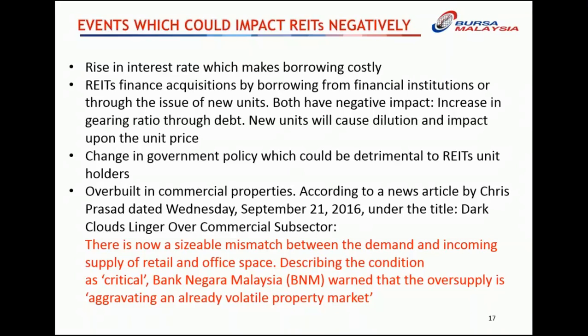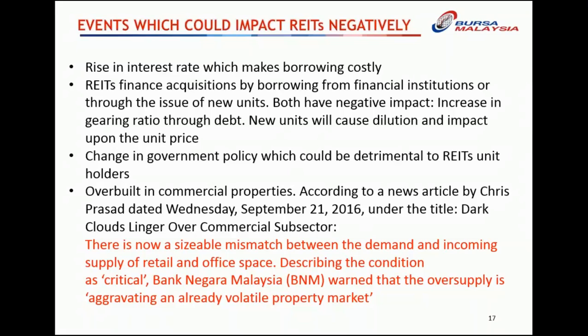Change in government policy, which could be detrimental to REIT unit holders. Okay, for example, right now there's a 10% withholding tax. Assuming that 10% withholding tax is increased to 15, okay, then that kind of change in government policy could actually impact, because suddenly you see that your distribution income is earning 5% less, okay. But currently everything seems pretty stable, there's no adverse change in policy, so most likely that trend would hold for quite some time, okay. And one of the key things is overbuilt in commercial properties.